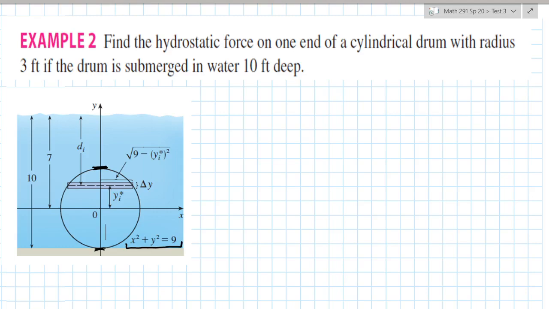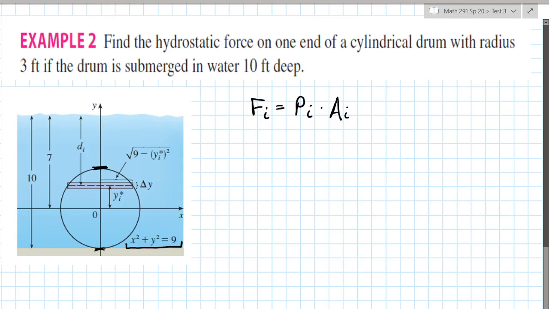Okay, so to find the force on the ith strip, we need the pressure on the ith strip and the area of that strip. Also notice that we're dealing with feet, so remember our density for water in terms of feet is 62.5 pounds per cubic foot. So we need area and we need pressure.